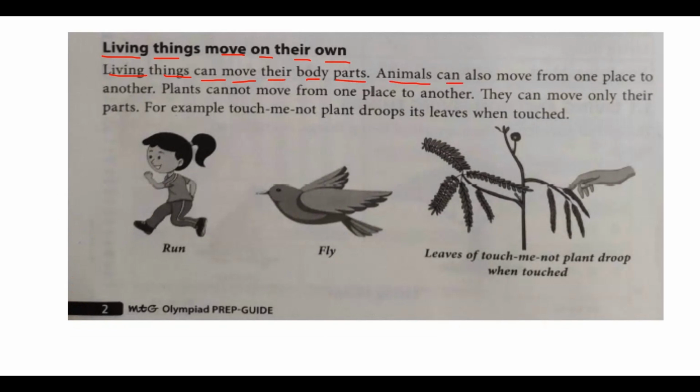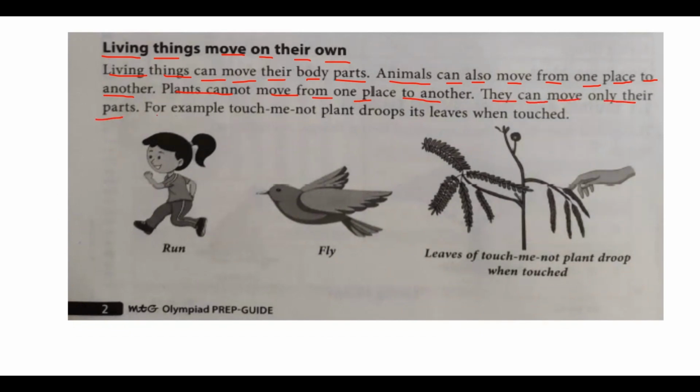Animals can also move from one place to another. So there are two types of movement in living things. For example, animals can move their body parts, as well as move from one place to another. What about living things like plants? Plants cannot move from one place to another, but plants can move their body parts. They can move only their parts.